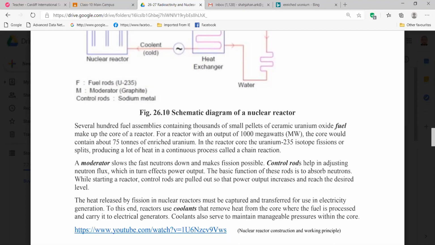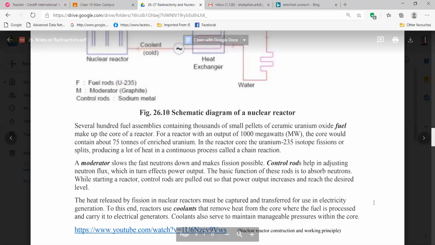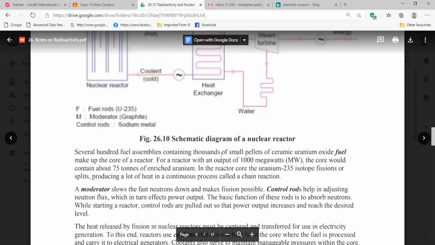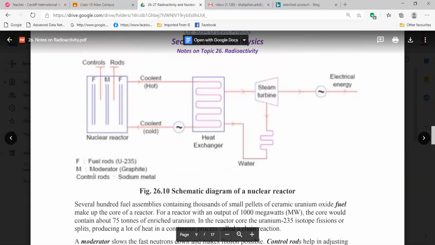So if the supply of neutrons is more, there will be more reaction. If the supply of neutrons is less, the reaction will be less. So it depends. When we need more reaction, when we need more power in the nuclear power station, that time, you see here, we have the control rod here. Control rod, sodium metal.